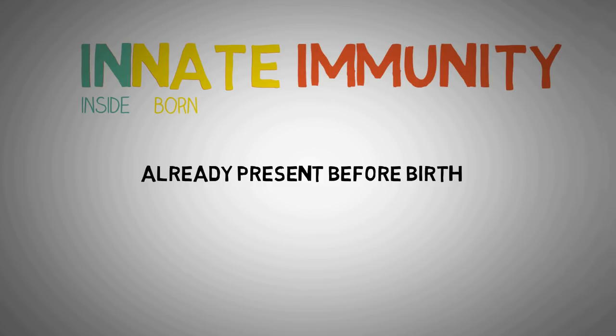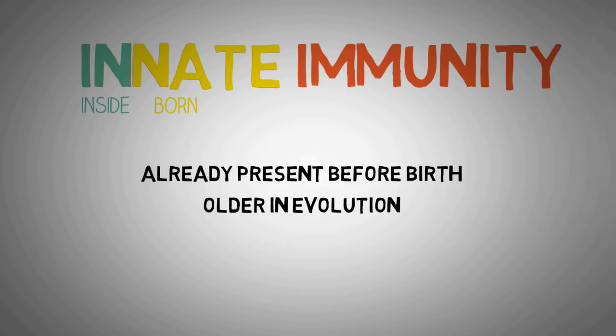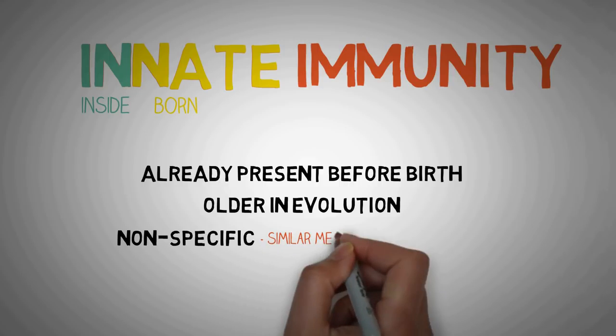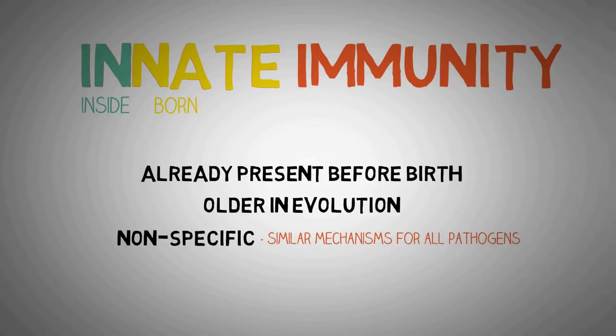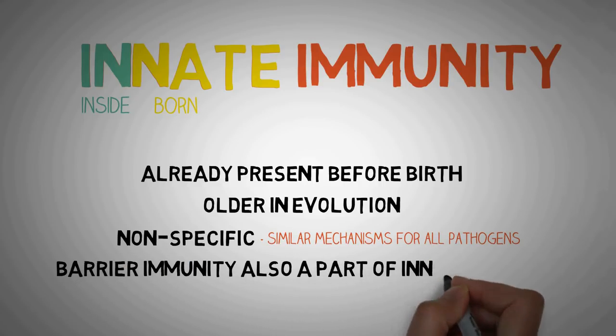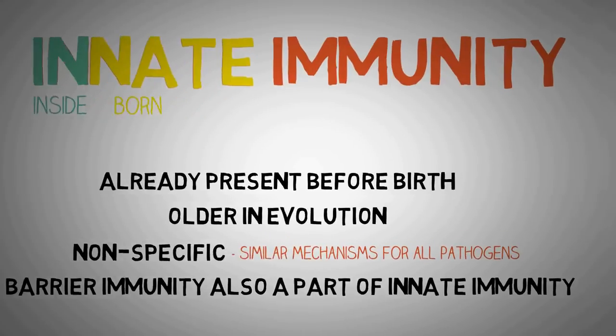This is in comparison to our third layer of immunity, that is adaptive immunity, that develops after we were born. The innate immune system is an older evolutionary defense strategy as compared to the adaptive immunity that developed later. The innate immunity is non-specific, meaning it does not have a special mechanism of action for different types of pathogens. We will discuss the differences between the innate and the adaptive immunity later in this video. Now, per se, the barrier immunity is also a part of the innate immunity, since it is also present since birth. But for understanding this topic, it is better to divide these types of immunity into three categories.